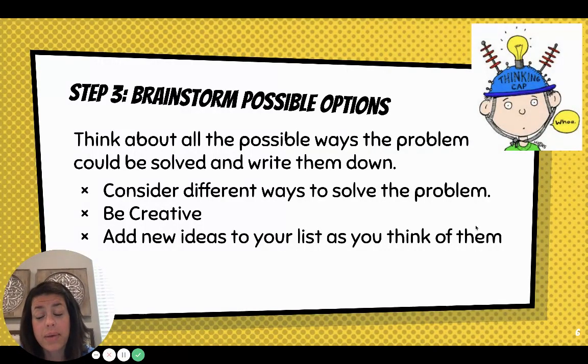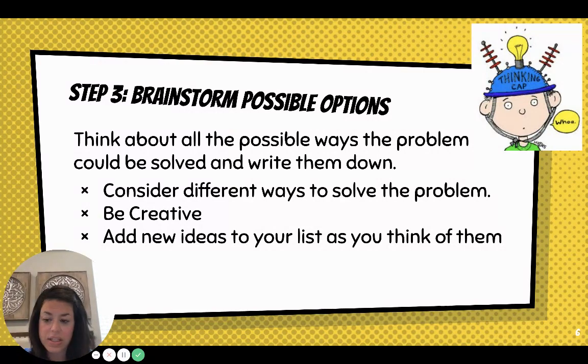The third step is to brainstorm possible options. You're going to think about ways that we could solve this problem. We're going to consider different problem solving techniques. We're not going to just think of one way to solve it. We're going to think of many different ways, because one way may not work. We're going to be creative about it, and as you're thinking, new ideas can stumble into your head, so we need to make sure that we jot down all of those new ideas.